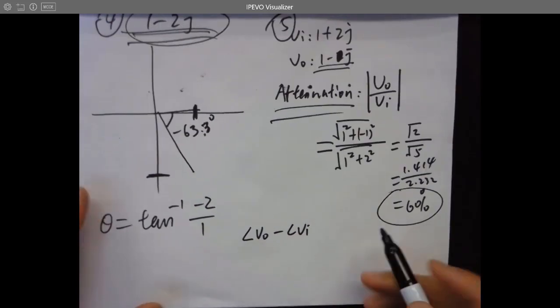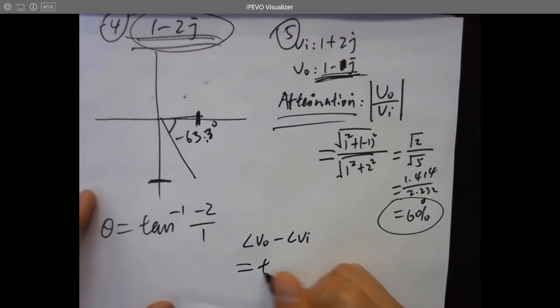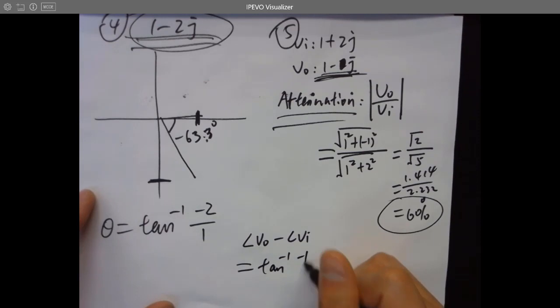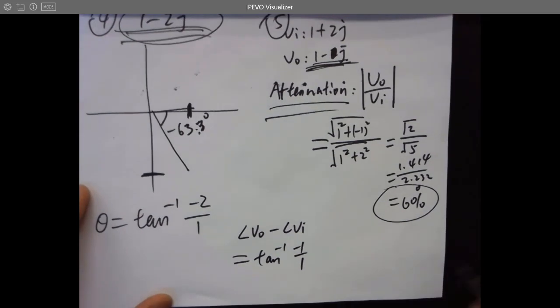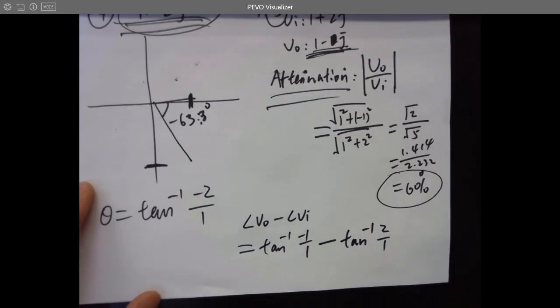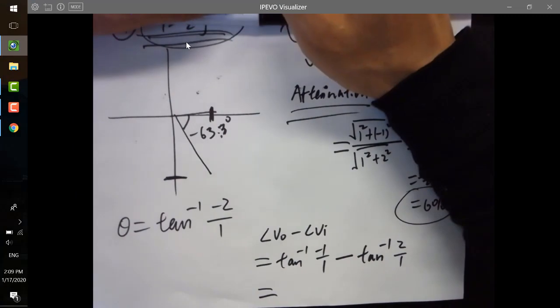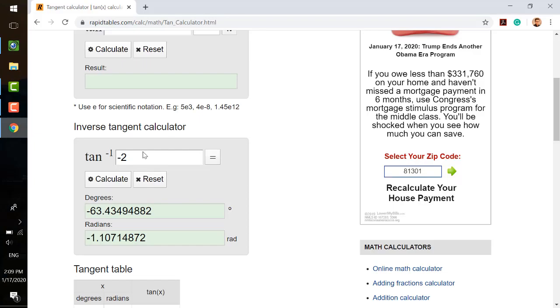How can we get these two numbers? What's the angle of VO? What's the angle of VI? Can you get a phase shift? Yes, you can. What is that? Calculator. So that's -2, oh, this is +2, right? So we need a -1 here. Calculate. I think it's -54, 45.